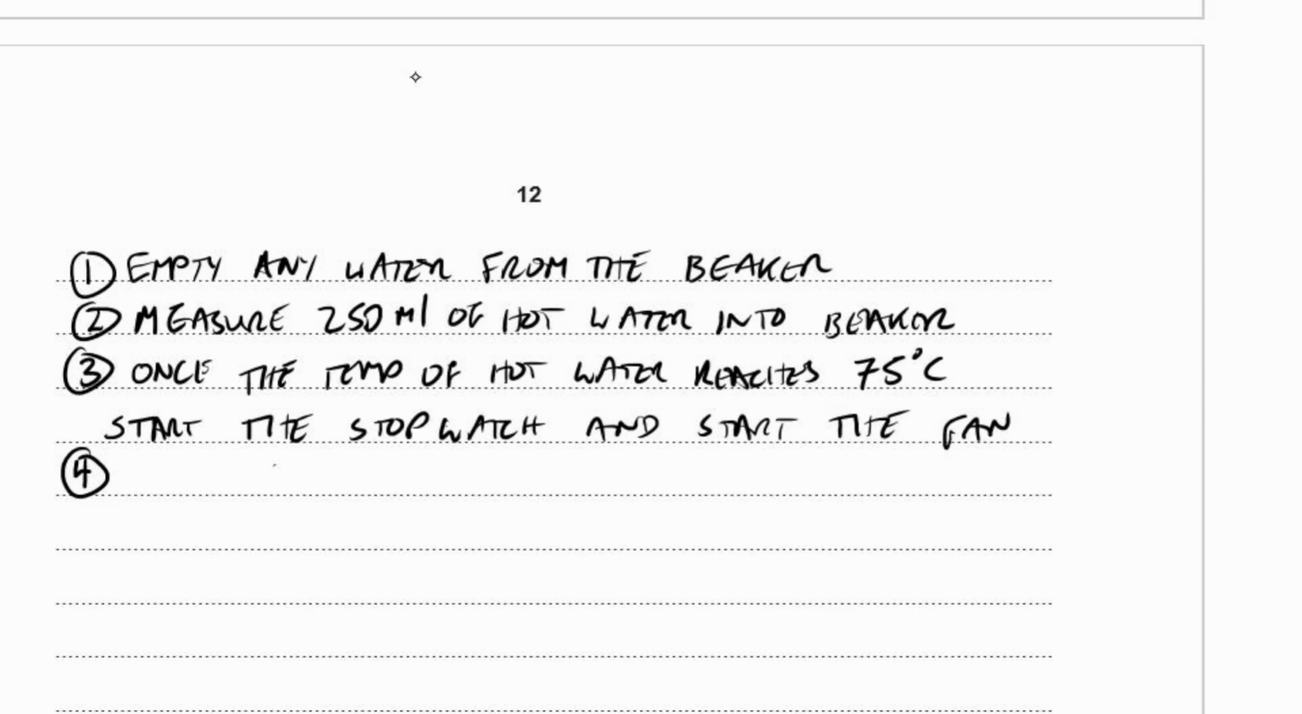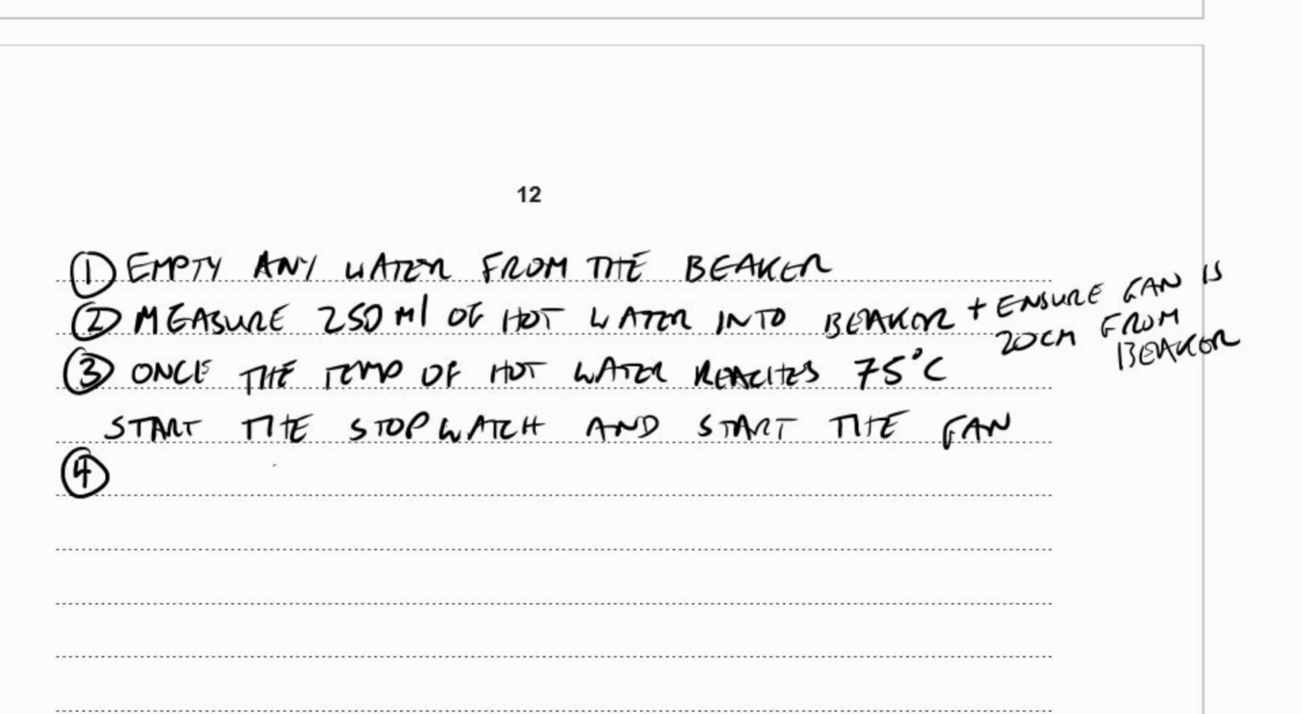There's a bit missing in part 2 there. What I'm going to want to do in part 2 is ensure that the fan is 20 centimetres away from the beaker. Right, so there we go. We ensure the fan is 20 centimetres from the beaker. Once the temperature of the hot water reaches 75 degrees Celsius, start the stopwatch and start the fan.